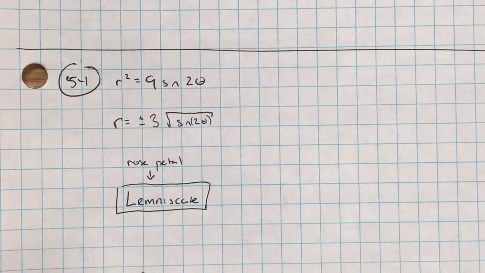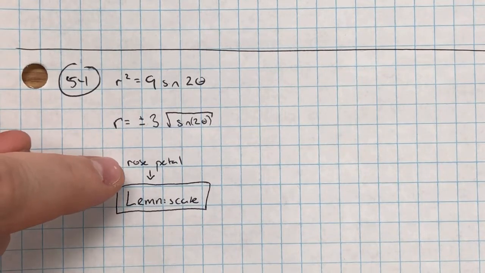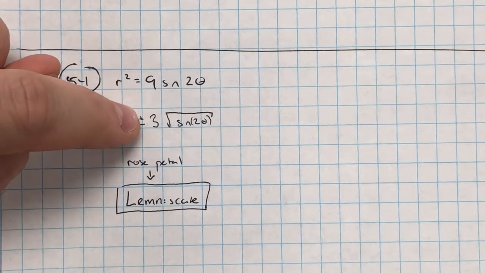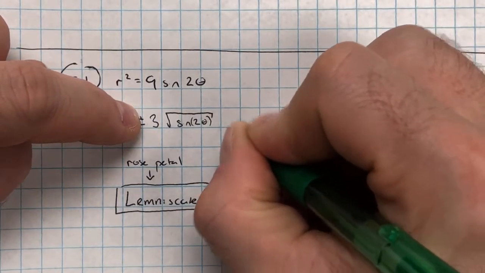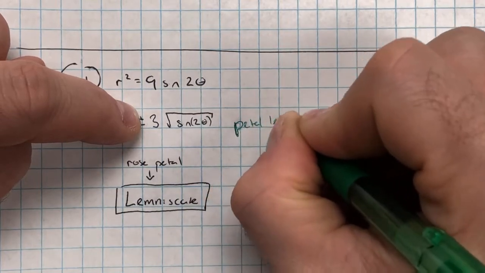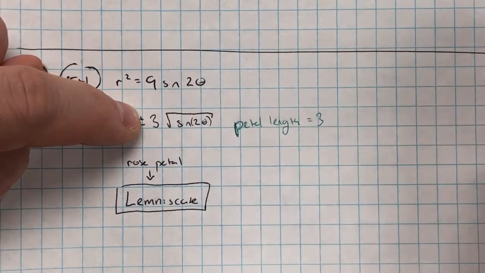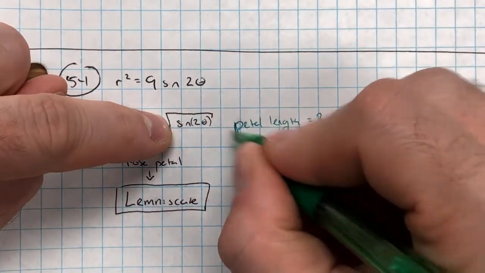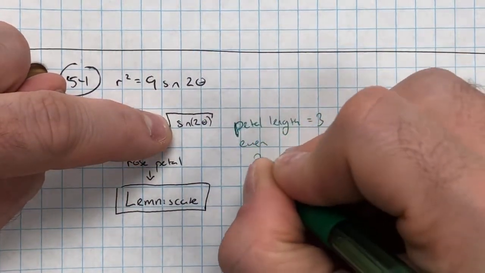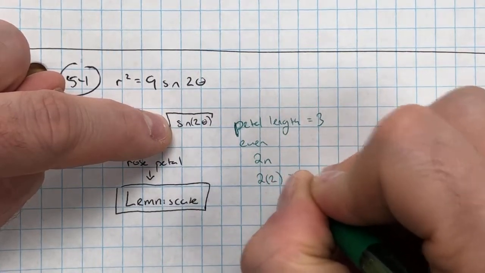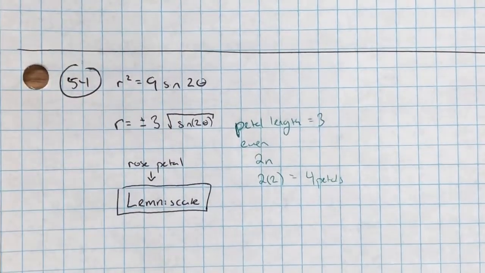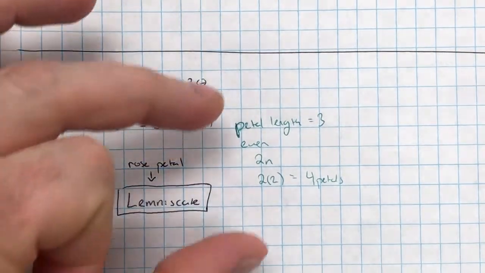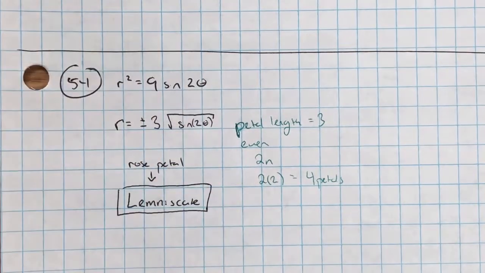And now this, for the most part, follows the same rules as rose petals. I know that my petal length, and let's do this in green, my petal length is going to be 3. I know that I'm going to have, because this is even, that's 2n, or 2 by 2, which is going to be 4 petals. We will see that that will be abbreviated here in just a few minutes because of this square root sign. But in essence, I'm going to graph a test graph of this. So let's see what the basic graph would be.